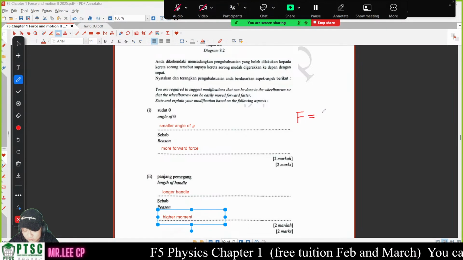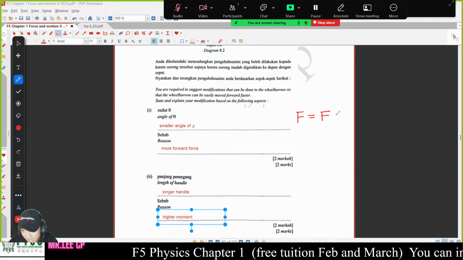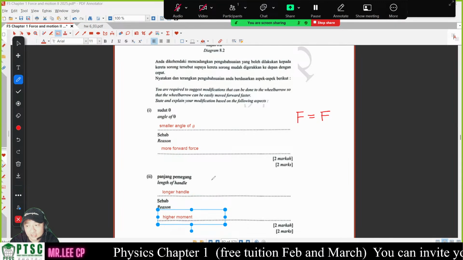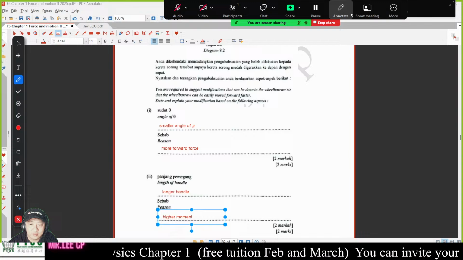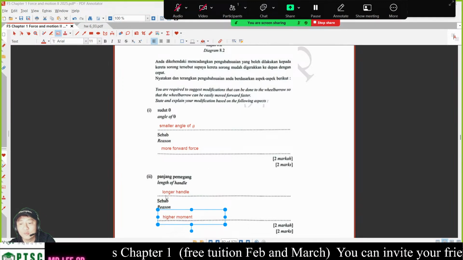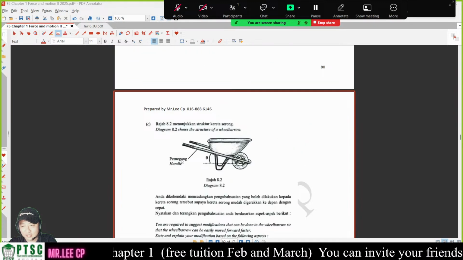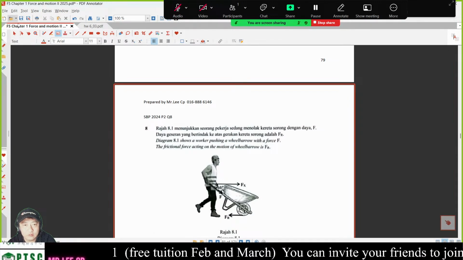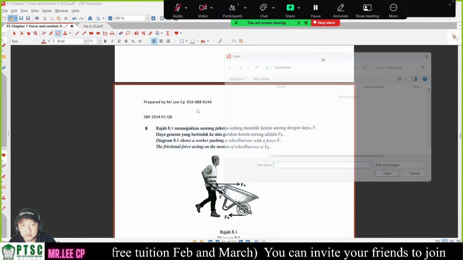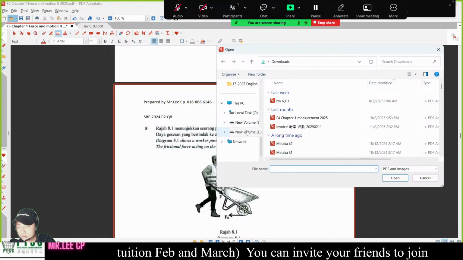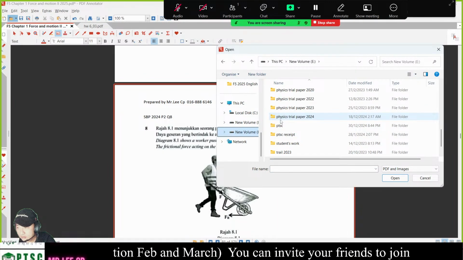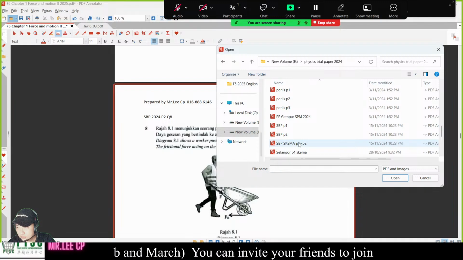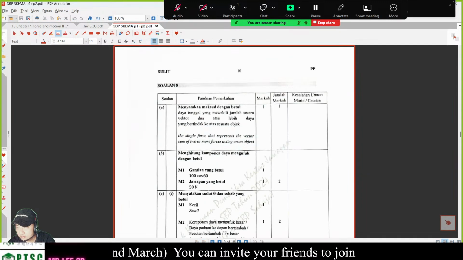Moment is one kind of force. It is the force times the length. Higher moment. Because I'm not sure what the answer is, we try to see the answer better. SBP 2024. I want to see what they give. Question number 8.